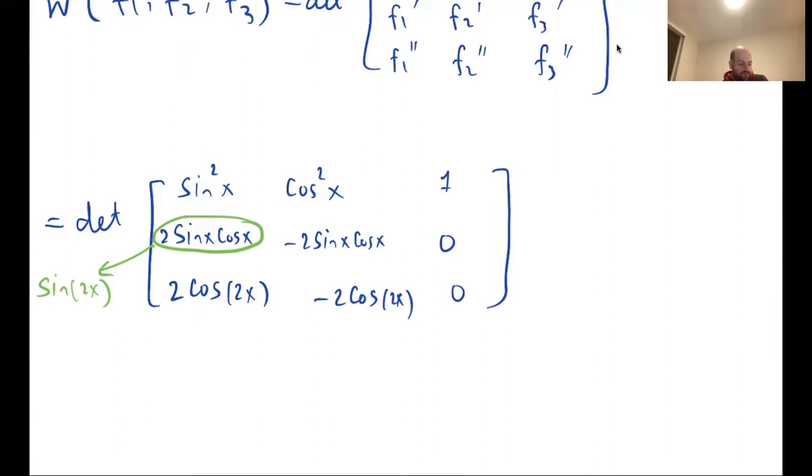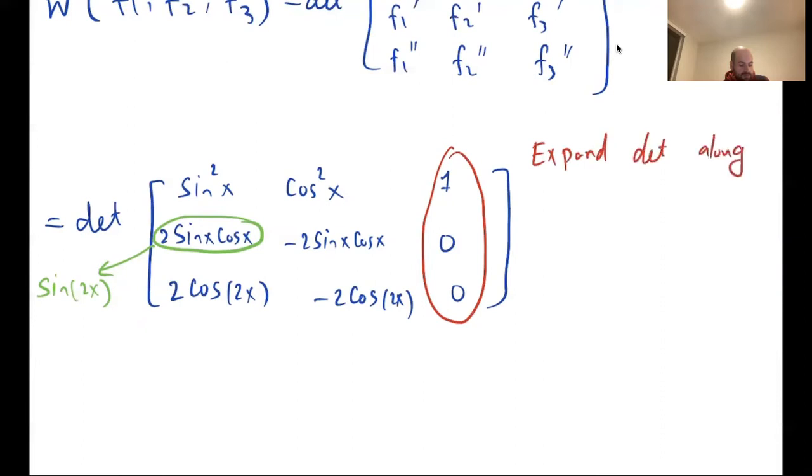Now, if we expand along the third column, so this is a determinant. We know that if you want to expand the determinant, we can expand along any row or any column. Now, in the third column, I already have 2 zeros. So of course, it's easier to expand along the third column. So let's expand along this column.